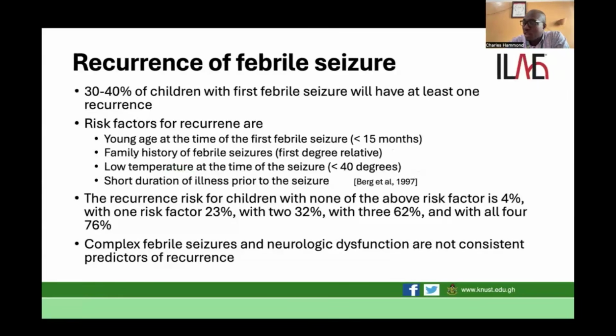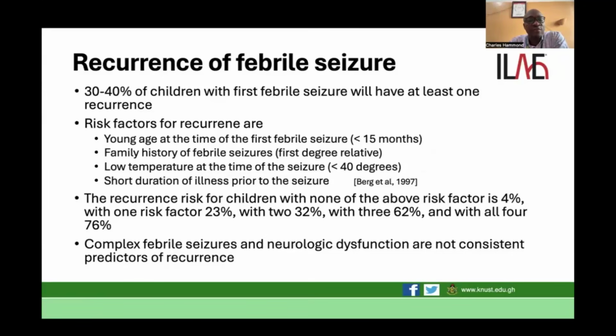Next, we want to talk about recurrence of febrile seizures. About 30 to 40% of children with their first febrile seizure will have at least one recurrence. So it's important to discuss this with their parents. The risk factors for recurrence are a child presenting at a young age, that is presenting with the first febrile seizure at a young age. And usually that is less than 15 months of age. Some authors have quoted 18 months of age.